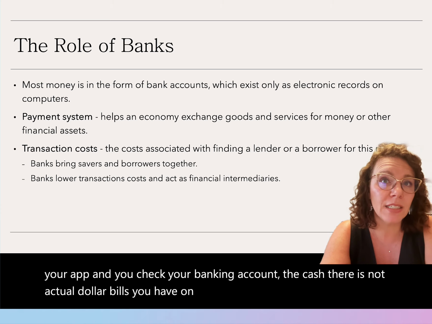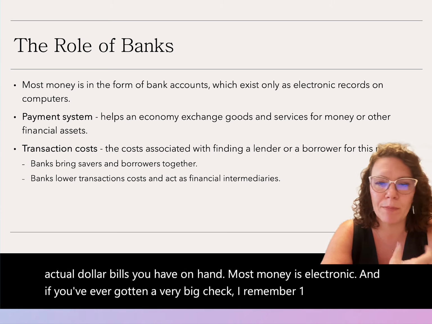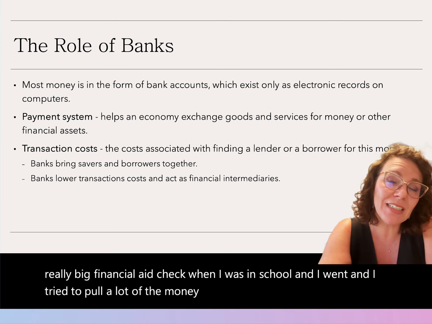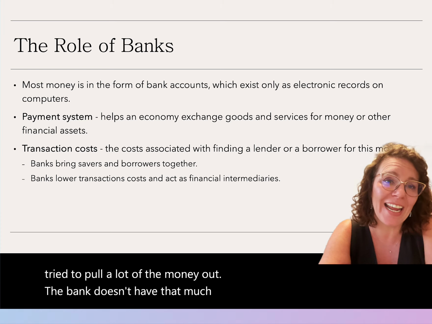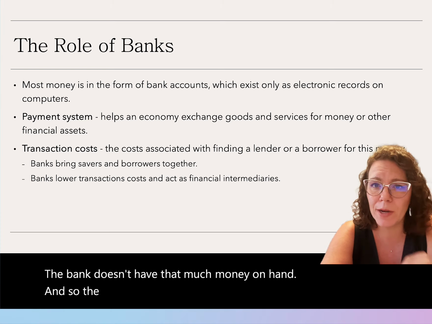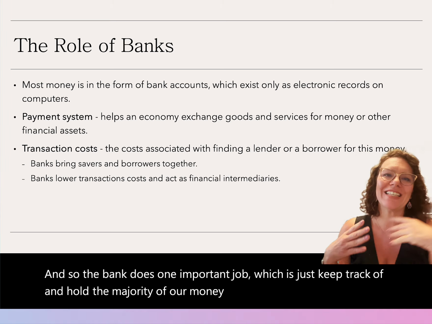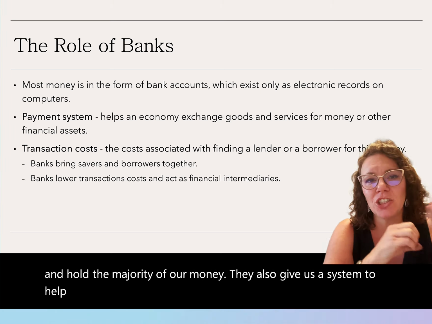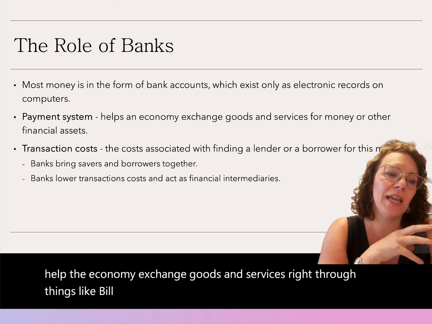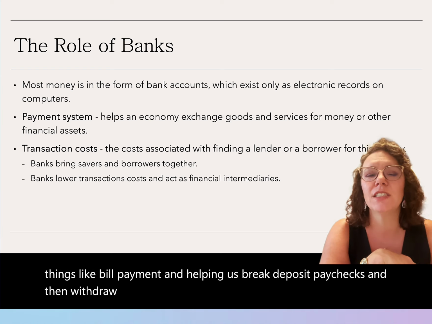Most money is electronic. And if you've ever gotten a very big check, I remember one time I got a really big financial aid check when I was in school, and I tried to pull a lot of the money out. The bank doesn't have that much money on hand. And so the bank does one important job, which is just keep track of and hold the majority of our money. They also give us a system to help the economy exchange goods and services, through things like bill payment, and helping us deposit paychecks and then withdraw cash to make purchases and those kinds of things.